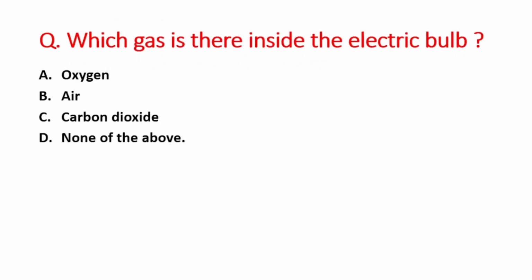Next question is which gas is there inside the electric bulb? A option is oxygen, B is air, C option is carbon dioxide and D option is none of the above. So right answer is option D, that is none of the above. It means the gas is argon gas, right. And this question is also very important guys, remember it well.